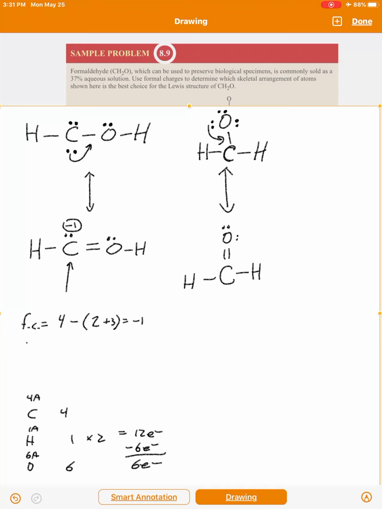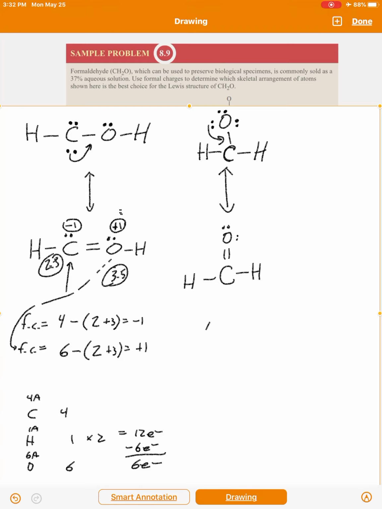What about the oxygen? Group 6A, so 6 valence electrons, minus 1 lone pair, so that's 2, and 3 bonds. So that's plus 1. So this has a plus 1. Now you remember what we said earlier was that if you're going to have positive or negative formal charges, non-zero values, the more electronegative atoms should be negative. Well, this is the reverse of that. Oxygen has an electronegativity of 3.5. Carbon's only 2.5. So we have it reversed. This one has the negative, this one has the positive. That's not good.